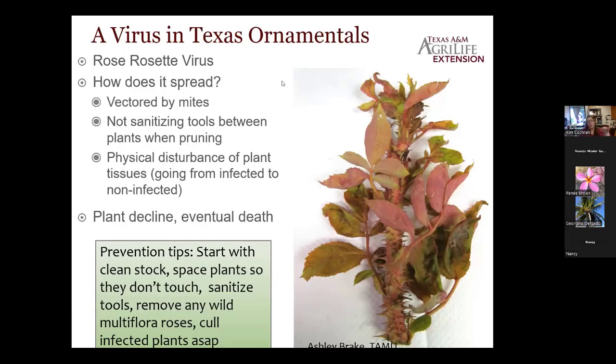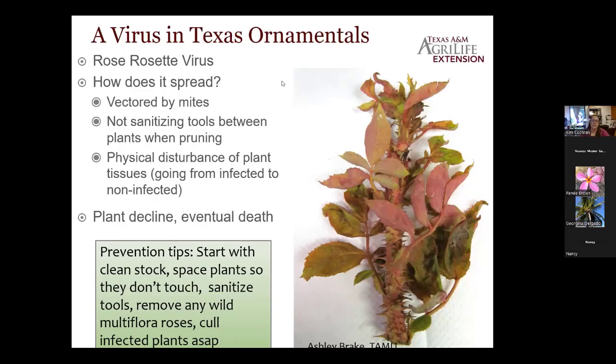Now, the order of those methods of spread is how effective it is in spreading. So mites spread it most effectively. Not sanitizing your tools, second most effectively. And then physical disturbance like handling is third most effectively. But by far, mites are the most effective means of spread, so much so that we actually use that in experiments. So we have little colonies of mites that we use to spread pathogens in experimental settings.